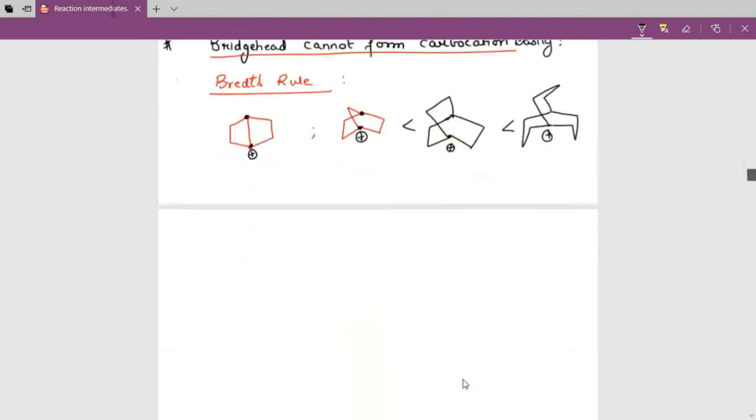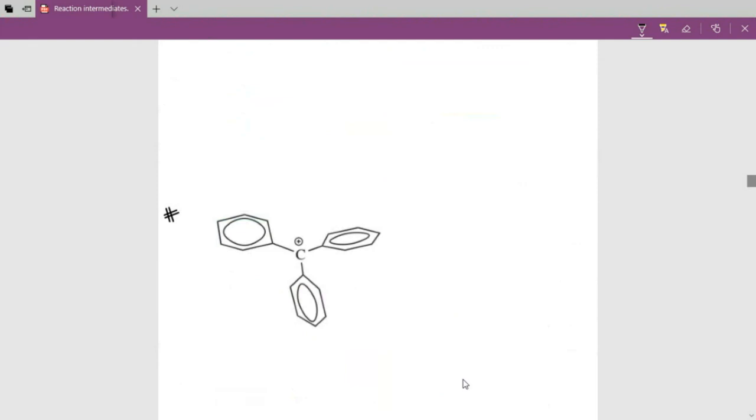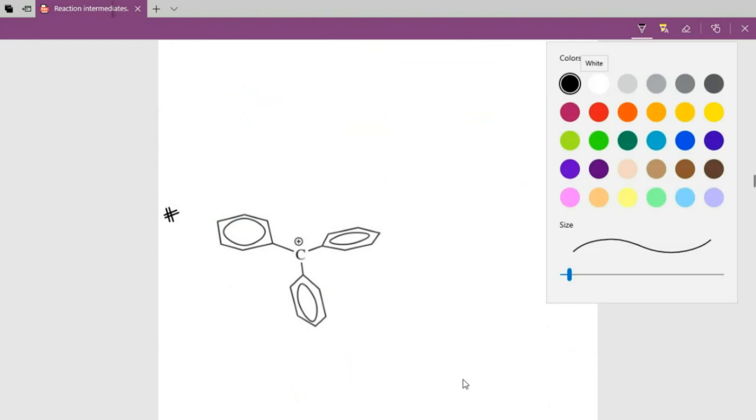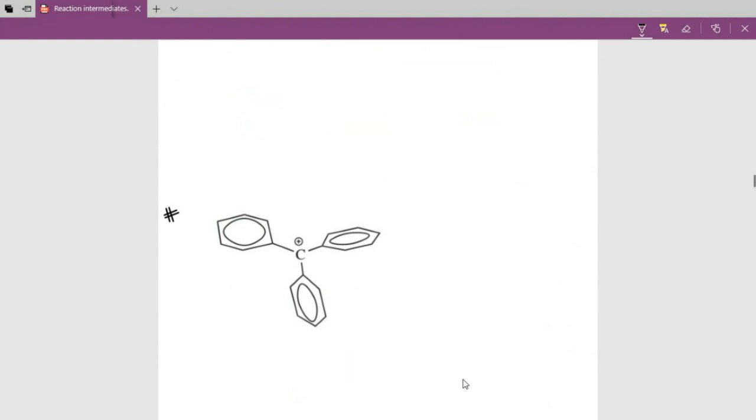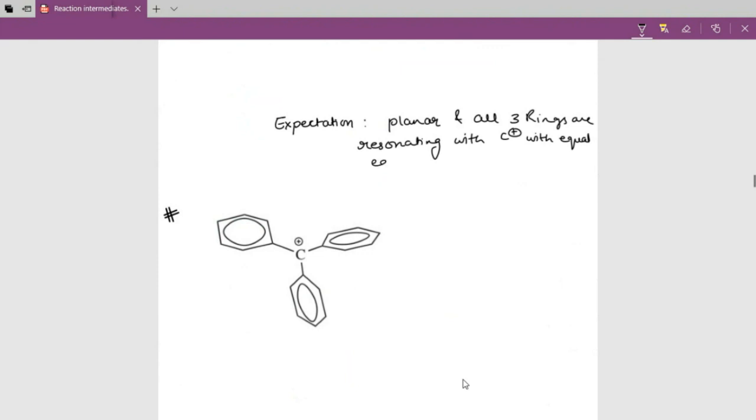And point number 3, if you remember here, I marked Ph3C plus. I said I'll tell you later. So why is this Ph3C plus so important? Actually, what we would expect this structure to be is a planar structure. Our expectation is that it is planar, and all 3 rings are resonating simultaneously with C plus with equal ease. But that certainly is not the fact.